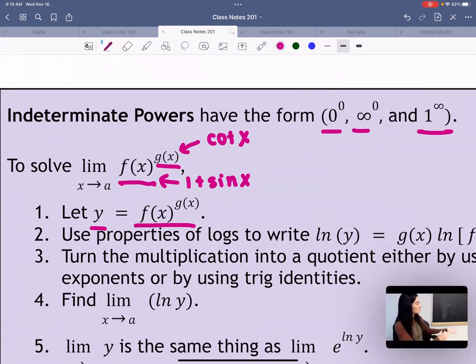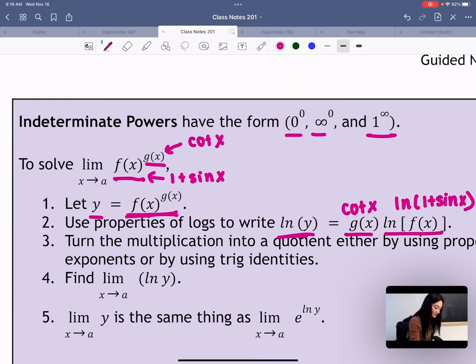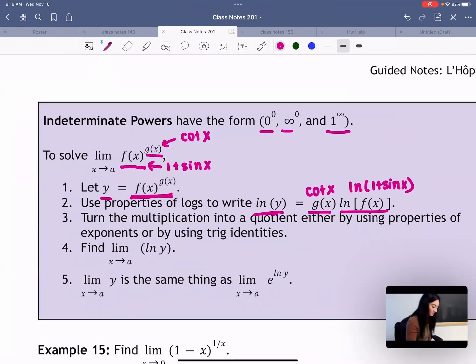So we said that y was equal to (1 plus sine of x) to the cotangent of x. Step 2, you're going to use properties of log. So you're going to take the ln of y and you're going to take the ln of the right side, and it's going to look like this: g of x, or cotangent of x, times the natural log of f of x, which is 1 plus sine of x, right? That's what we did, okay? So you're just going to take the natural log of both sides, okay?